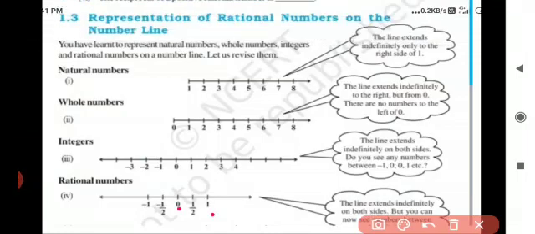Now we divide the length between 0 and 1 into equal parts. How many equal parts in this question? The denominator tells us the number of equal parts. The denominator is 2, so we divide into 2 equal parts. Suppose the denominator is 3, so we divide into 3 equal parts. The denominator is 7, so we divide into 7 equal parts.